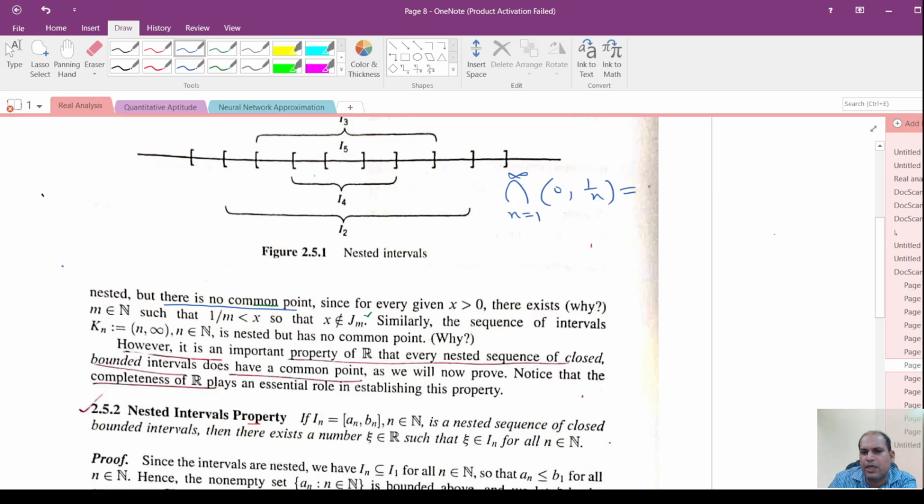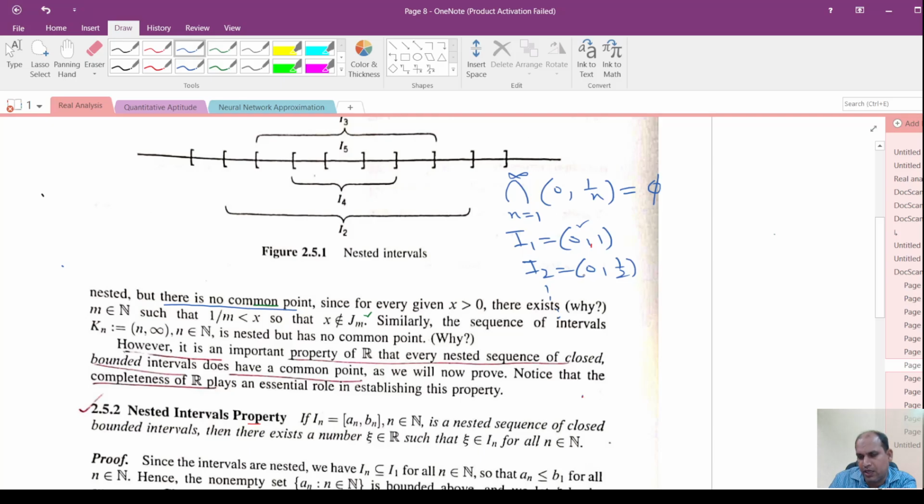So we need to claim that this is basically the empty set. See, I1 is this interval 0 to 1, I2 is this interval 0 to 1 by 2, and so on. Now obviously if there is any member in I1, it will be strictly greater than 0. Again, if there is any member of I2 in 0 to half, then again it is to the right of 0, so it has to be strictly greater than 0.